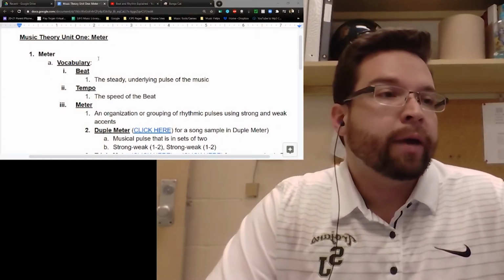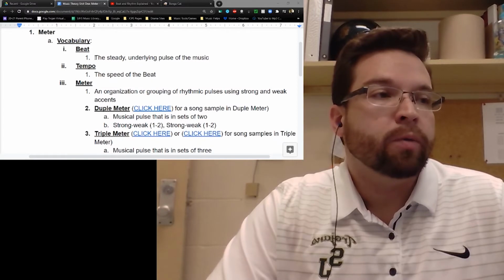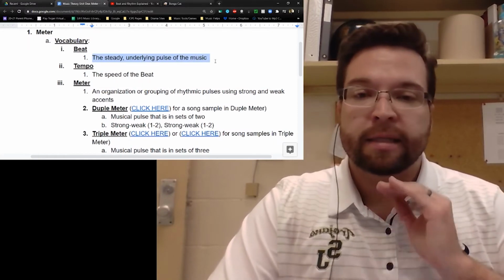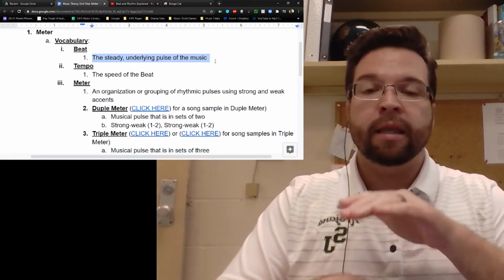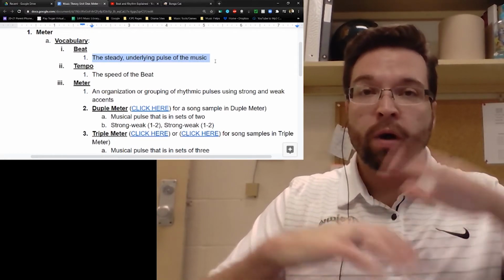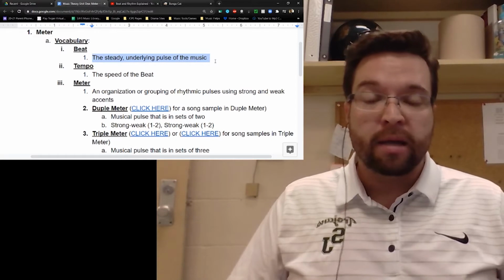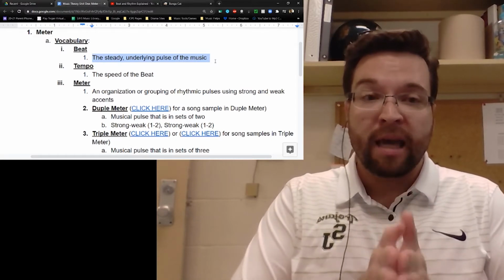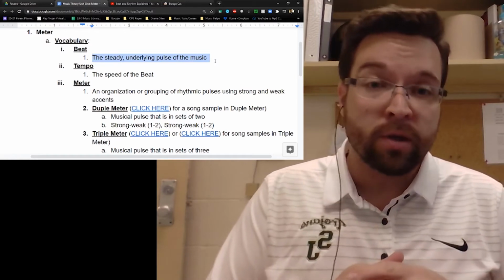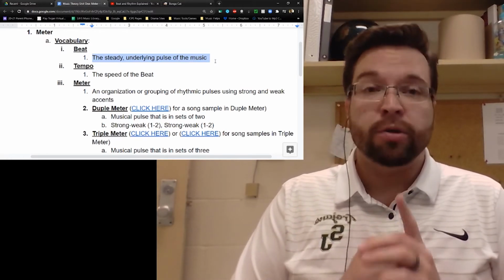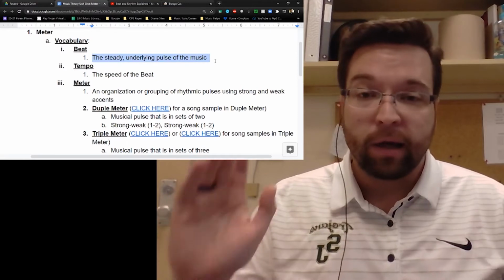So our vocabulary is going to be talking about meter. So we've learned about beat. That is that steady underlying pulse of the music, which is that beat that is constantly there regardless of what the music is doing above that beat. It is the beat that holds everything together. It's the same beat that you tap your toe to whenever you listen to your favorite song. It's that beat that you're tapping your toe to or clapping your hands or tapping your leg or whatever.